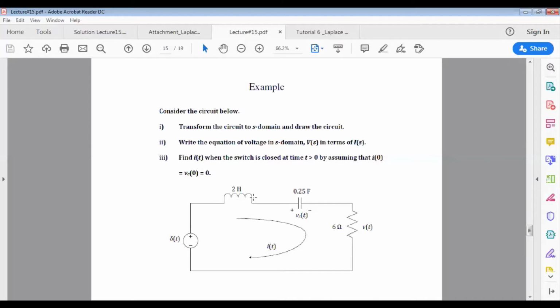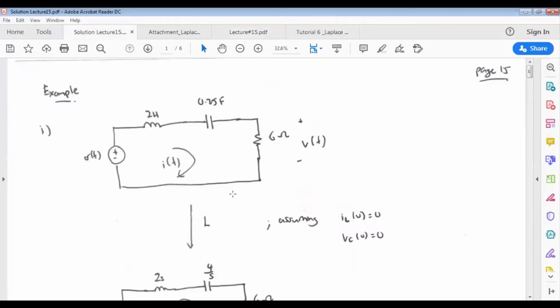Because the initial current and initial voltage for both inductor and capacitor are 0, it is easier for us to solve the problem. So the task now is to transform this circuit into the S domain and then write the equation of the Vs in terms of Is. Okay, let's look at the solutions here.